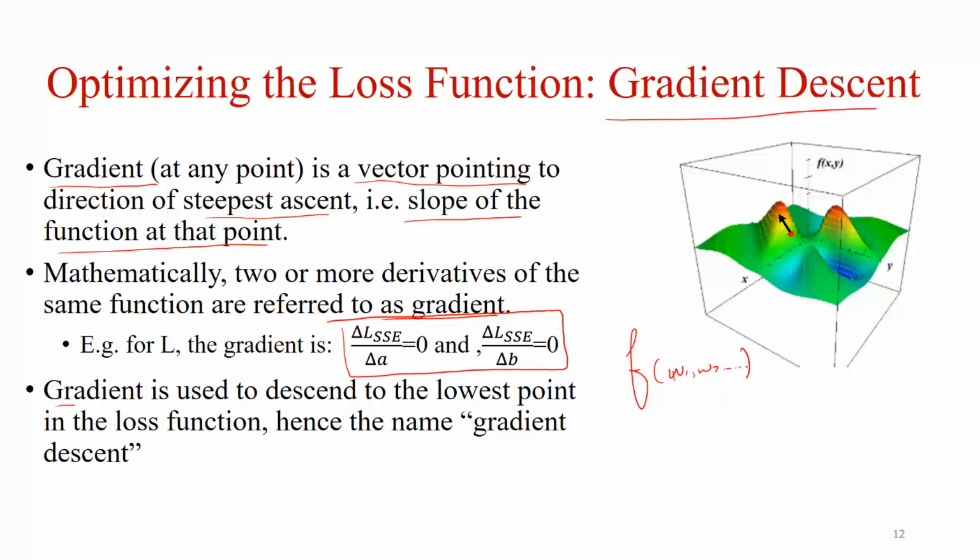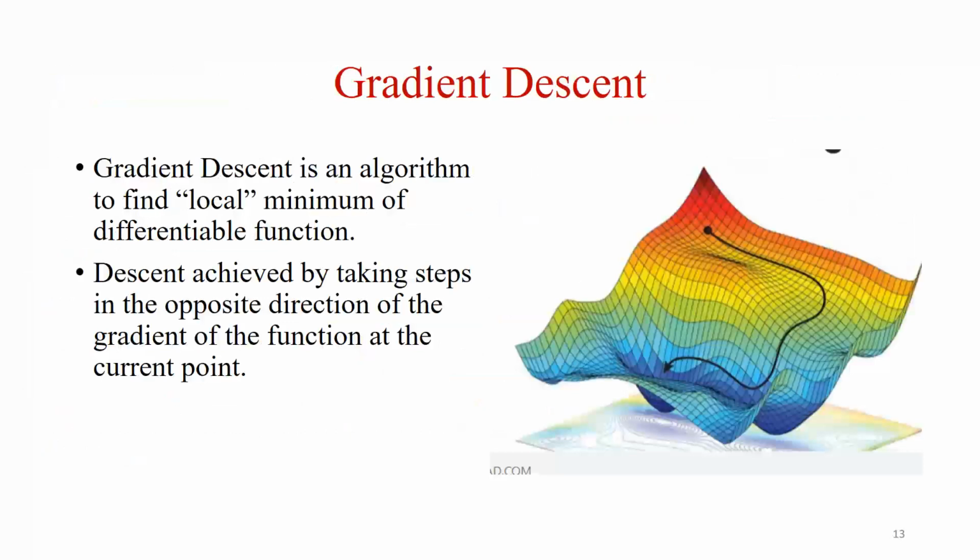The gradient method is used to descend to the lowest point. If you imagine here that we were trying to go to the lowest point, we're trying to find the slope and go downwards, because downwards is where the minimum point of the loss function is. I think I have a better graph here. You can see that gradient descent is an algorithm for finding a local minimum of a differentiable function.